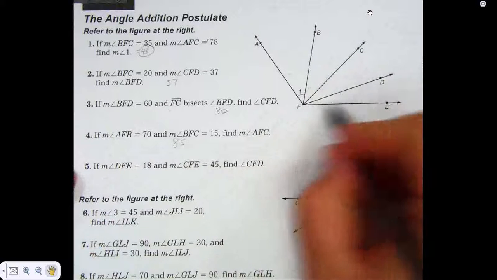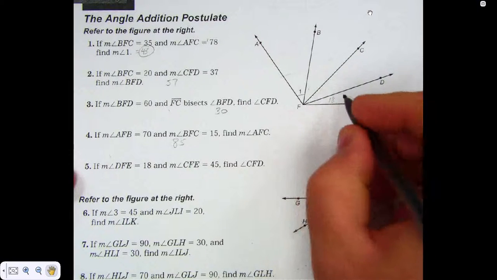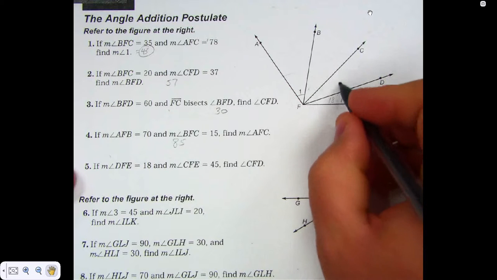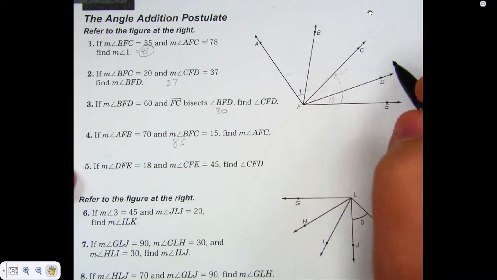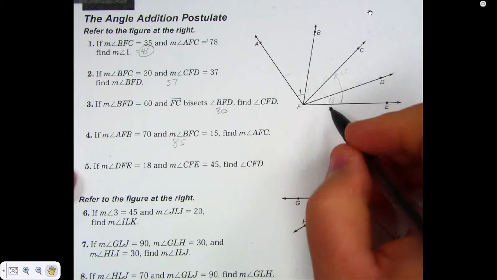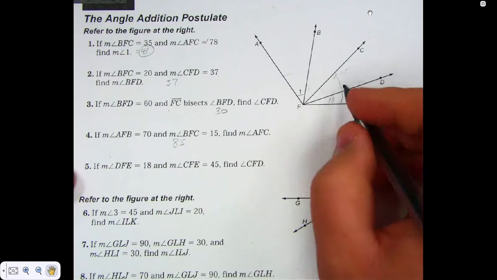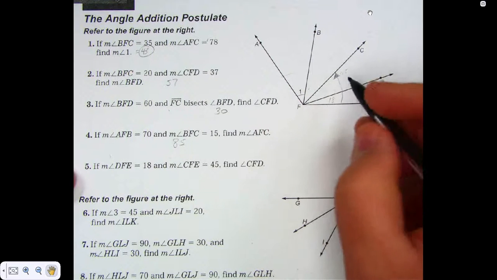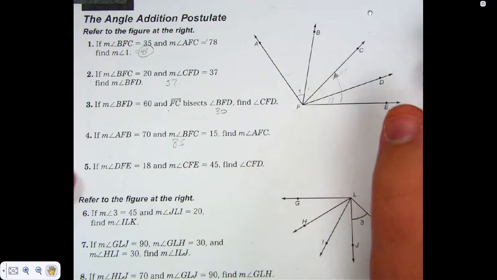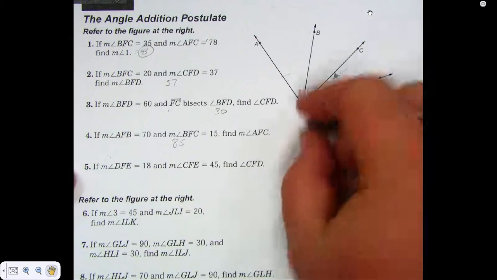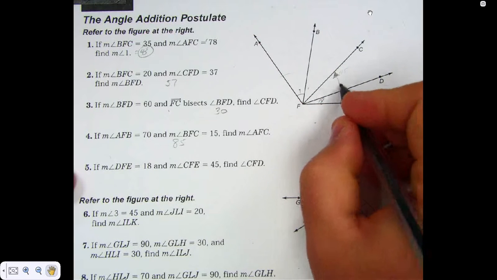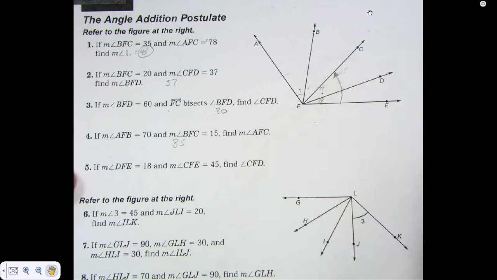DFE. DFE is 18. CFE is 45. CFE, that's that whole thing. Okay. Find CFD. 63. Nope. Here's the one thing about this. It's easy, but be careful. Make sure and think about what you have. They gave you what? This small angle right here, and they gave you what? The whole thing. They want to know what that is.